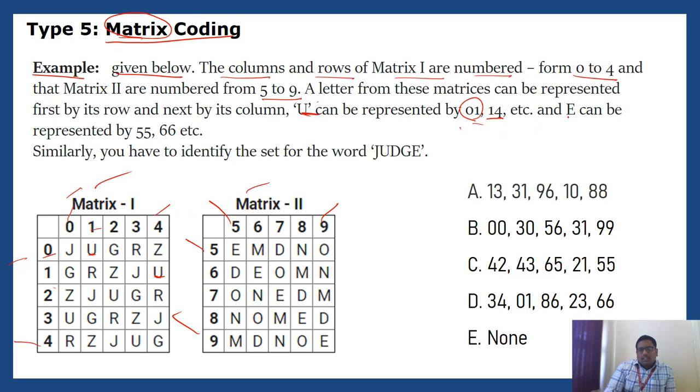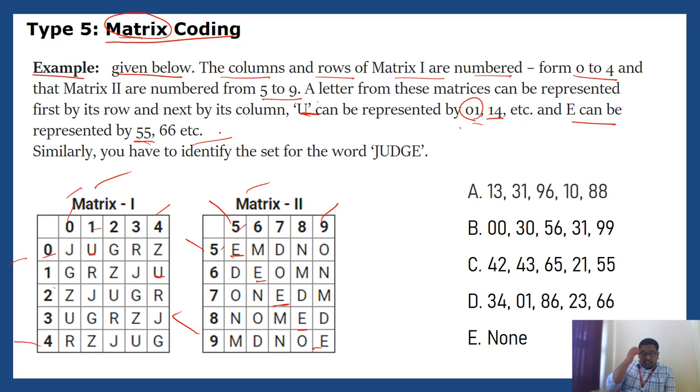Good. And E can be represented by, if you see E, E is not in matrix 1, E is in matrix 2. 5, 5. Then 6, 6. Then 7, 7, 8, 8, 9, 9, and so on. So this is how the logic works.